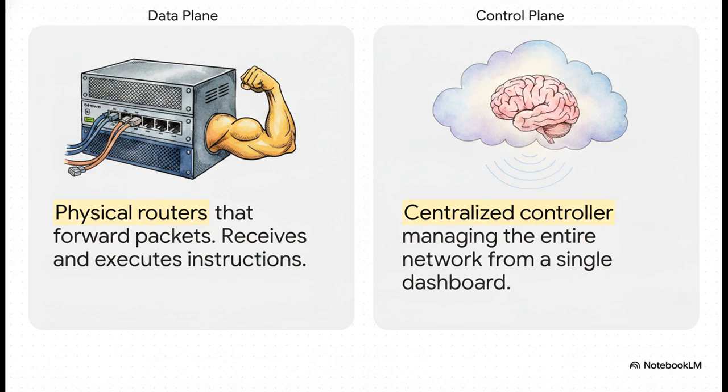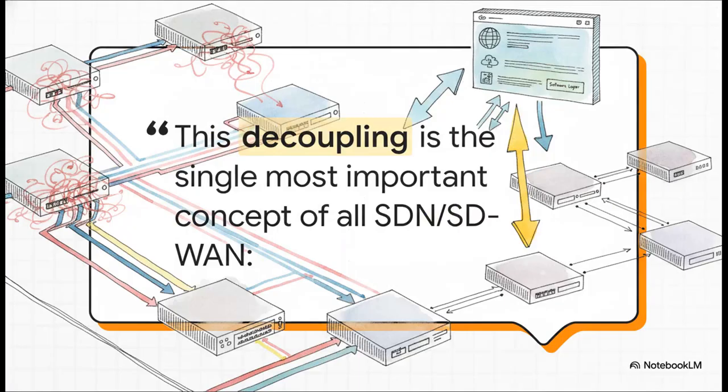On the flip side, we have the control and management plane. That's the intelligence layer, or the brain. The brain is ripped completely out of those physical routers and centralized into a software controller. This is usually hosted in the cloud or a secure data center, letting you manage the entire network from one single dashboard. This decoupling is absolutely crucial.